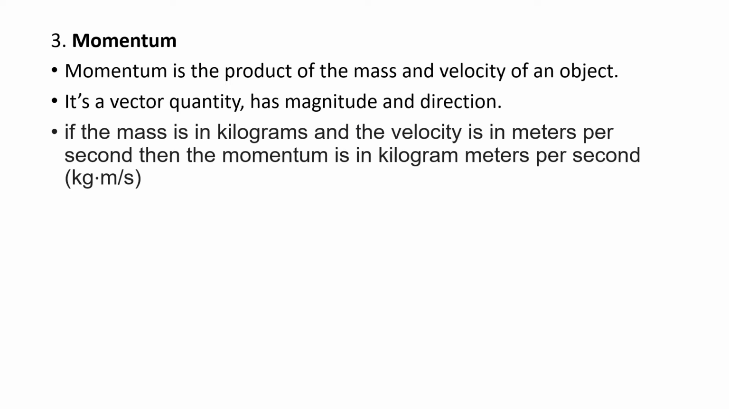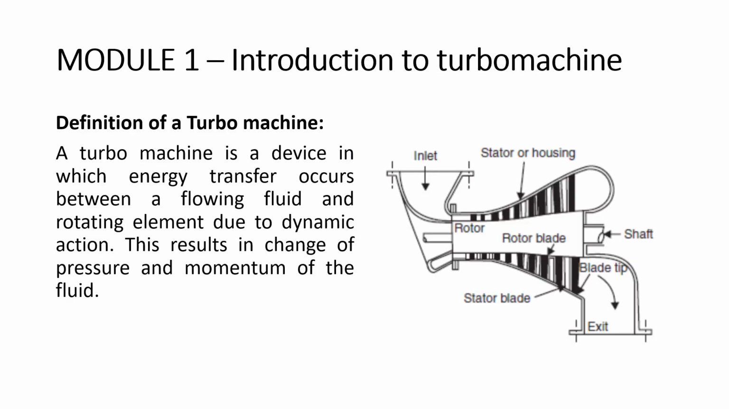In the next section we'll start with the definition of the turbo machine and other related topics. Let's start with the definition of turbo machine. A turbo machine is a device in which energy transfer occurs between a flowing fluid and a rotating element due to dynamic action. This results in change of pressure and momentum of the fluid.